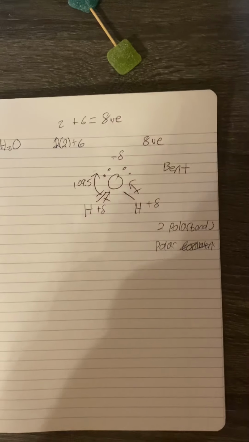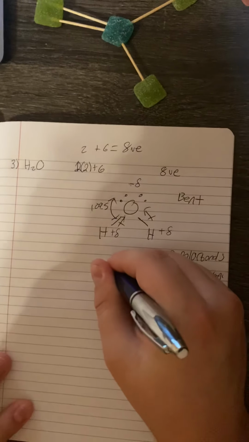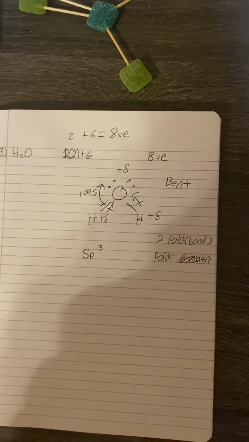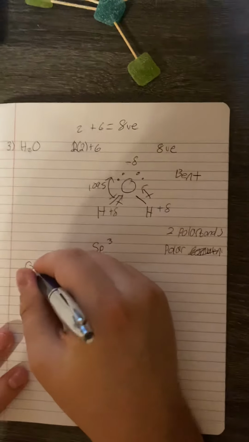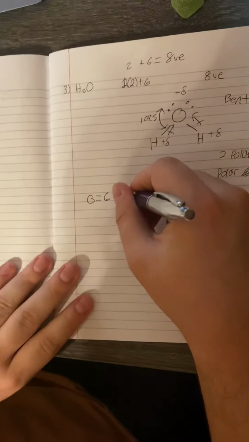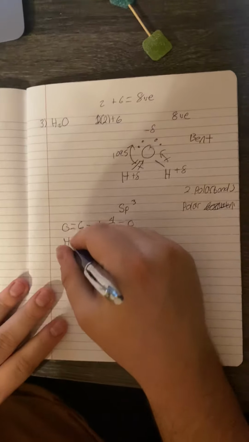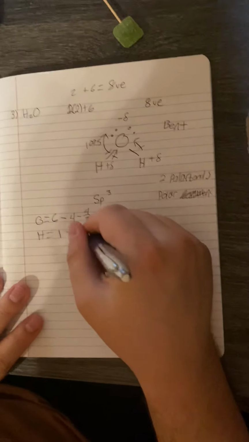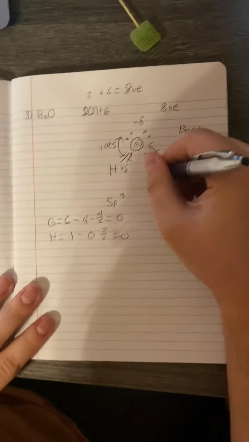And then the hybridization for this molecule right here is going to be sp3. And then when we're looking at the formal charge for this, the formal charge for oxygen is 6 valence electrons minus 4 over 2 comes out to 0. And then the 2 hydrogens is going to be 1 minus 0 and then 2 over 2. So 0 for the formal charge for both of them.